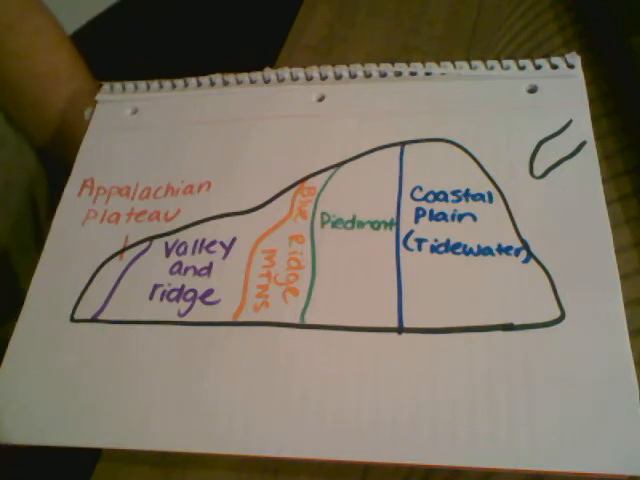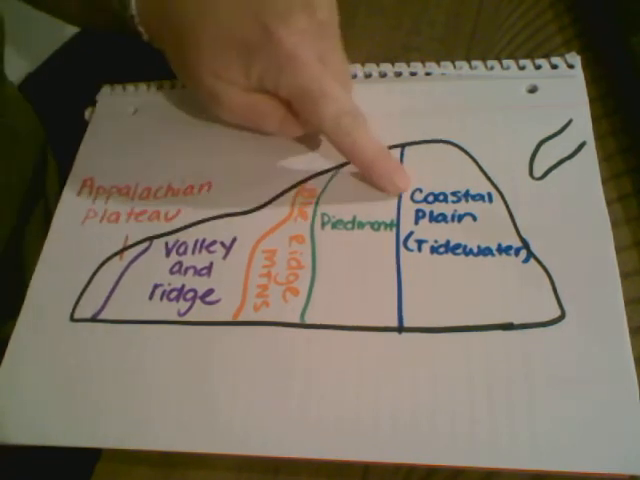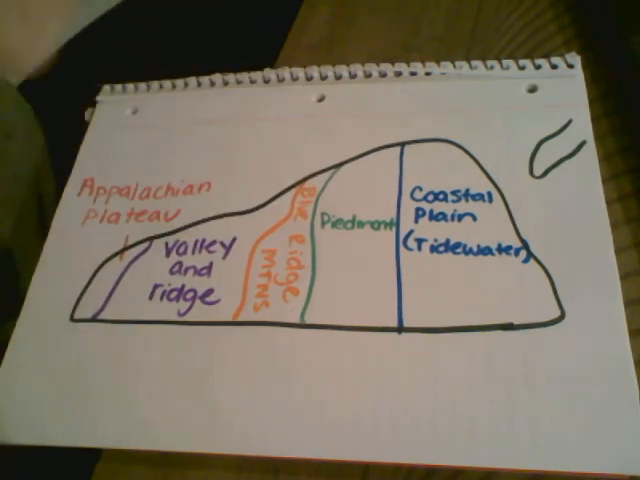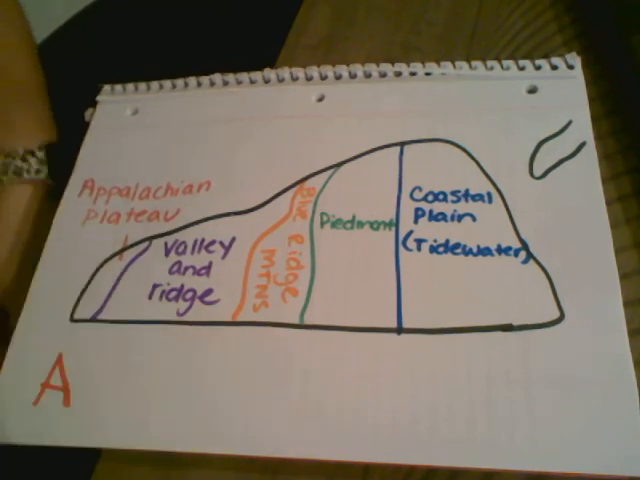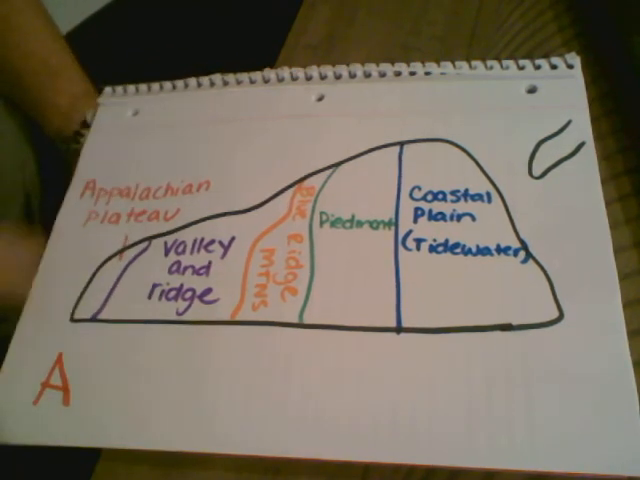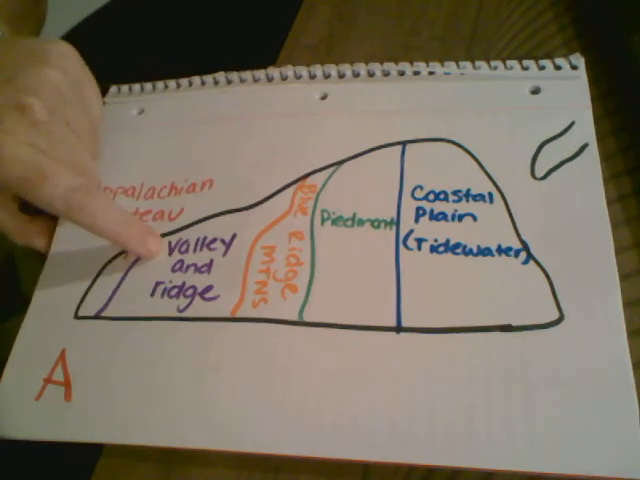Okay. So now we're going to do the same thing we did yesterday, where we're going to take the first letter of each region and we're going to make a sentence to help you remember the regions from left to right. So our first word in our sentence is going to be A. Just A for Appalachian Plateau. And then we have V.